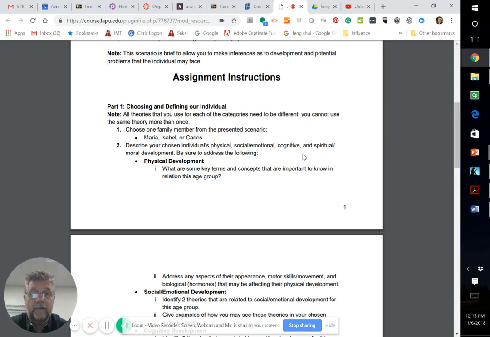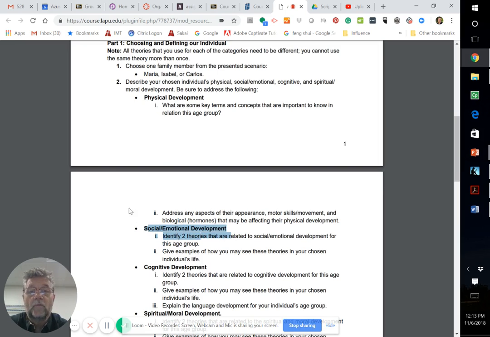Be sure to address the following. Now, here's the secret. If you see bold here, use those as headings in your paper because that's a critical component. So the physical development, what are some key terms and concepts that are important to know in relationship to this group? So here's your paper.